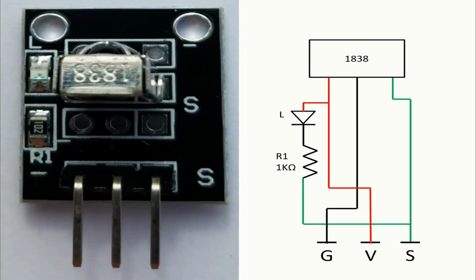Let's talk about the pins. The pins in this module are three. We have the ground pin with a minus sign. The voltage pin is in the middle, and of course we have the pin of the signal with the S sign.